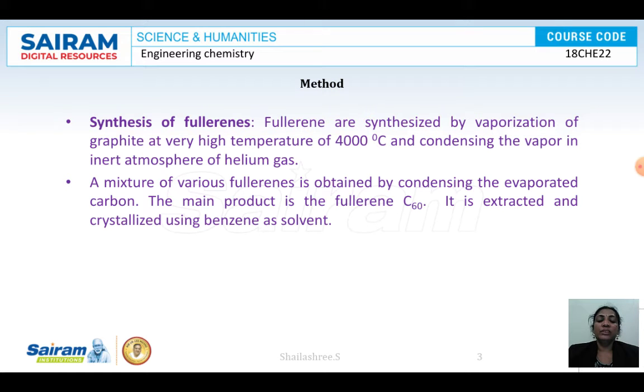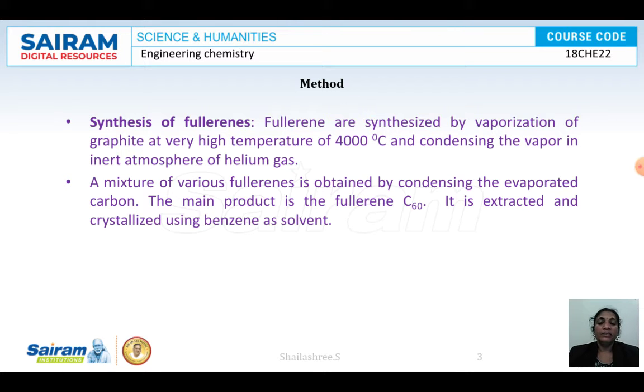Coming to the synthesis of fullerene, fullerene is synthesized by the vaporization of graphite at high temperatures, like 4000 degrees centigrade, and condensing the vapor in an inert gas atmosphere, like in the presence of helium gas. Here a mixture of various fullerenes is obtained by condensing and evaporation. The main product formed here is the fullerene C60 molecule. It is extracted and crystallized by using a solvent like benzene. So it's very simple.